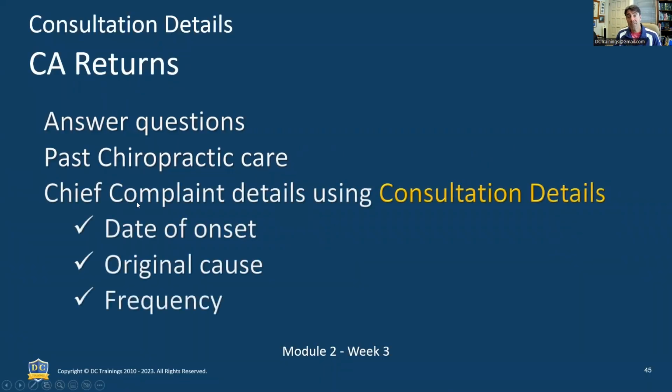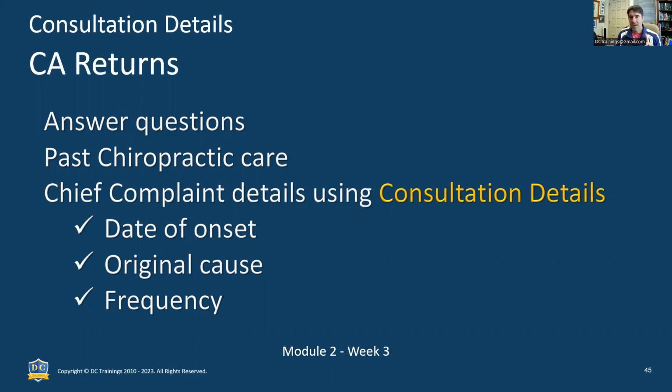Now we're going to get into the chief complaint using details from the consultation details form. And there's basically three areas that we want to train on, or that we want to ask about or inquire about in this area. And this is where I said train on, because this is where you want to train your CAs, right? So that your CAs can help with this patient history.